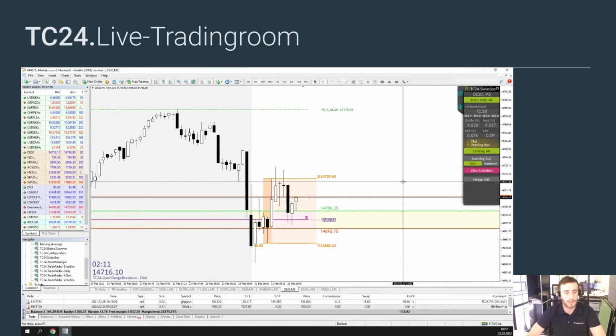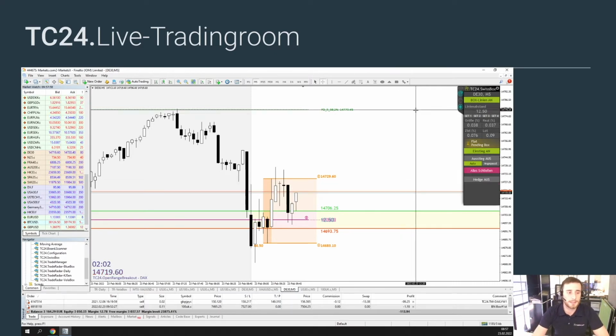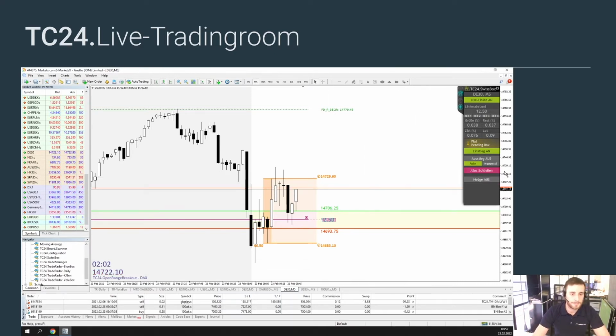Once we reach that level, the SwissBox recognizes we've hit our target, and then it closes down the whole trade together.